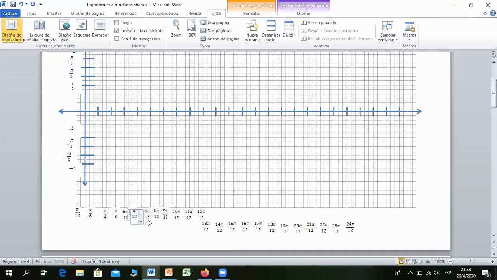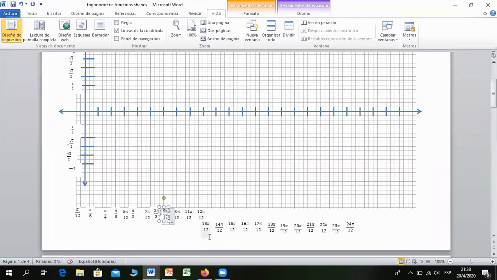Yes, this can be divided by 6, and 12 divided by 6 is exactly 2. 7 over 12 is already simplified. 8 over 12 can be simplified. Both can be divided by 4. It's 2, and 12 divided by 4 is 3. So 2 pi over 3. If you see, I'm just simplifying here.